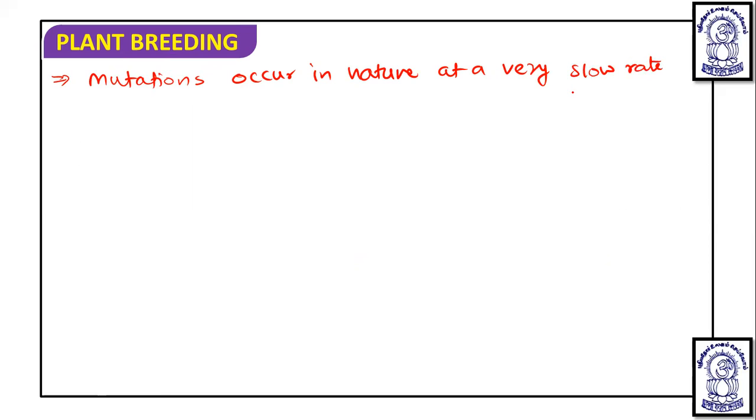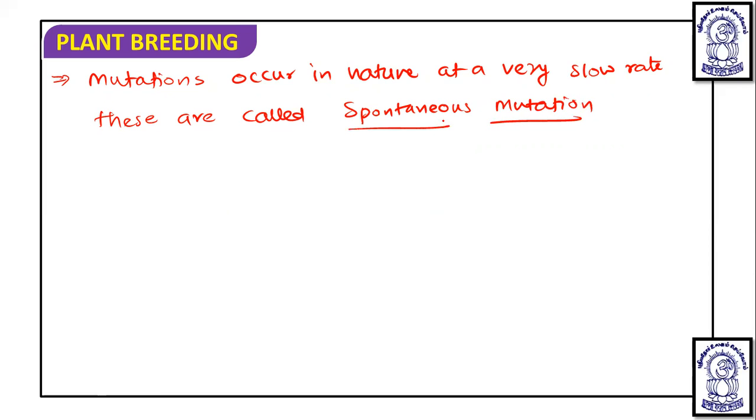Mutations occur in nature at a very slow rate. These are called spontaneous mutations. They occur automatically.